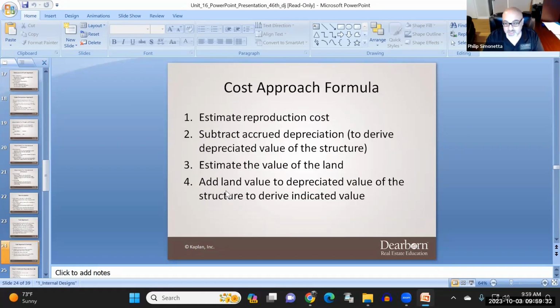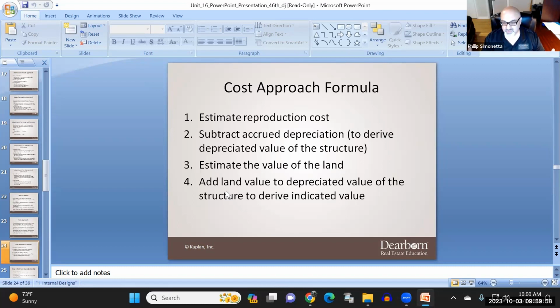Okay. So now we're going to continue unit 16 on appraisals, on the cost approach formula. We did review the sales comparison approach. Now we're going to look at the cost approach. So the cost approach, number 1, is an estimate of the reproduction cost. Then you subtract your accrued depreciation to derive the depreciated value of the structure.